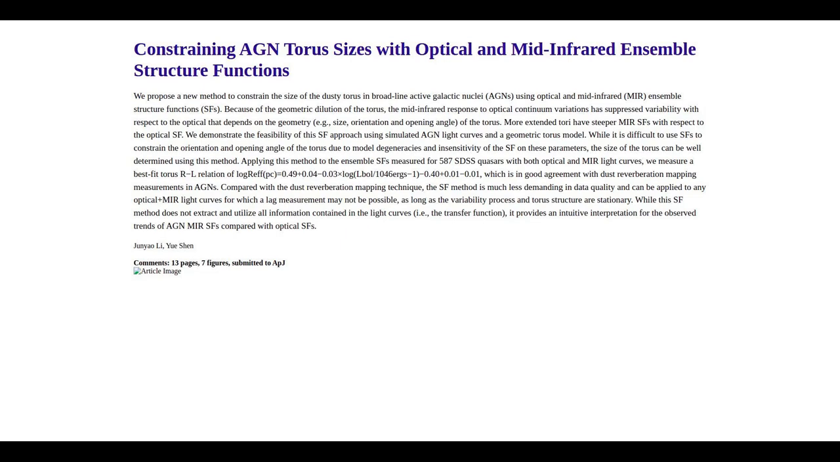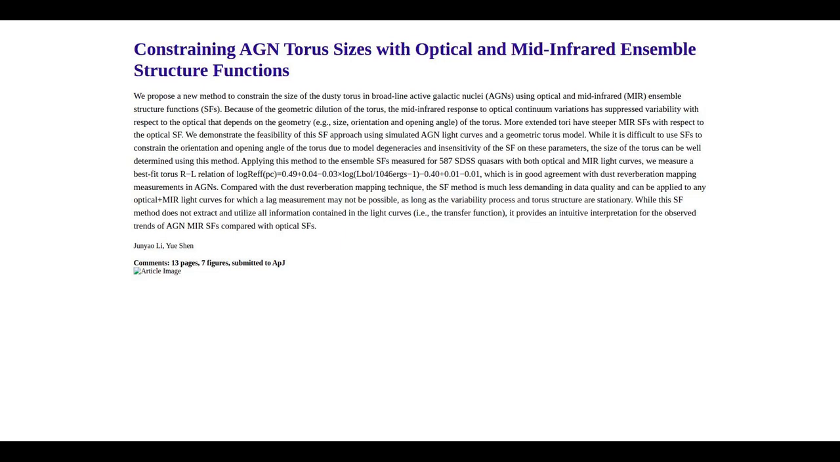Applying this method to the ensemble SFs measured for 587 SDSS quasars with both optical and mid-infrared light curves, we measure a best fit torus R-L relation, which is in good agreement with dust reverberation mapping measurements in AGNs.